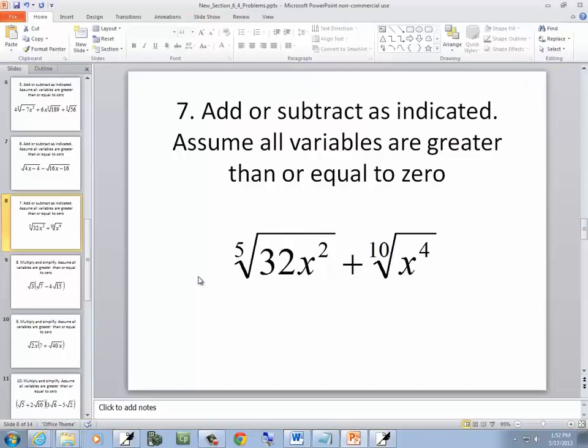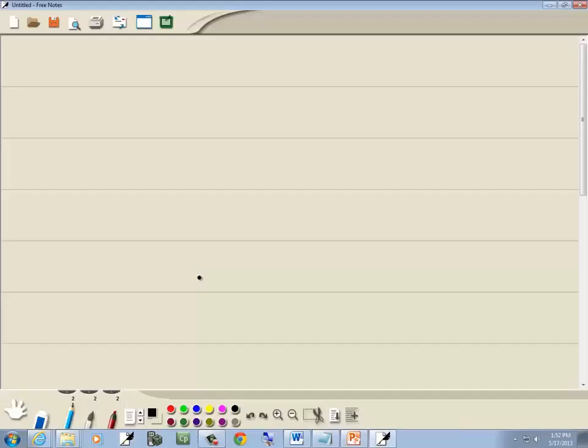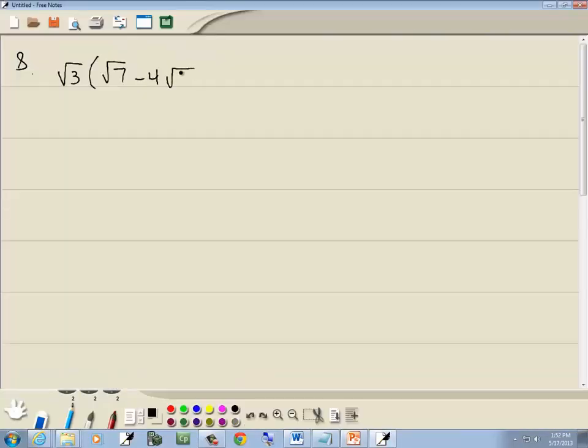Well, let's take a look at multiplication now. We've talked about this property before, the product property, so I'm not gonna go over it again. I'll show it with an example.